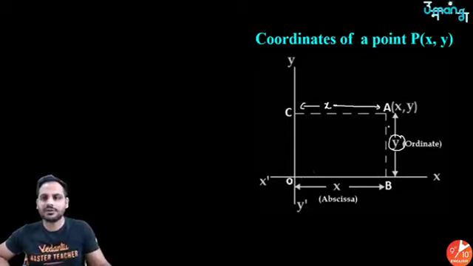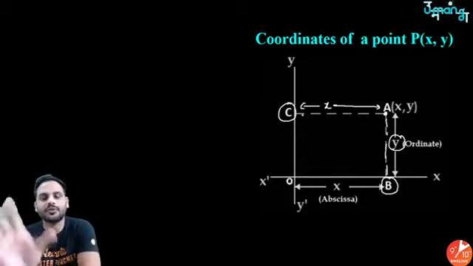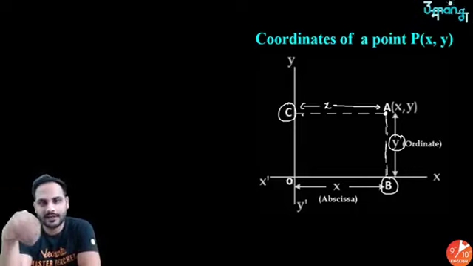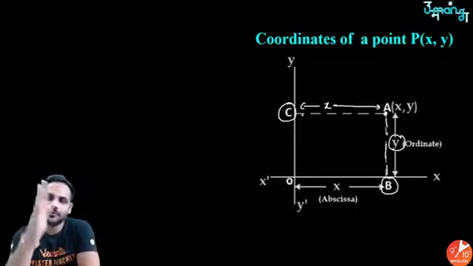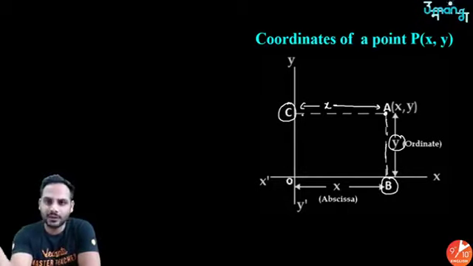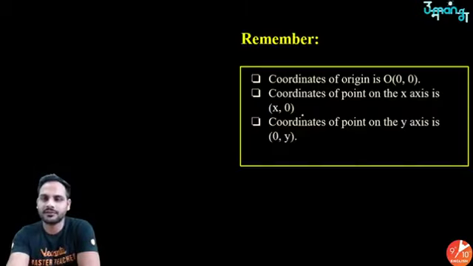But generally what we'll do, the shortcut method, is we'll drop the perpendicular on both the axes. Wherever the perpendicular intersects the x axis will be the x coordinate, wherever it intersects the y axis will be your y coordinate. So this distance point is only for definition purpose, that the distance of a point from the x axis is the y coordinate, from the y axis is the x coordinate. Otherwise, whenever we are plotting points, just drop the perpendicular from both sides, you will get the coordinates. Okay? So the origin coordinate is 0, 0.